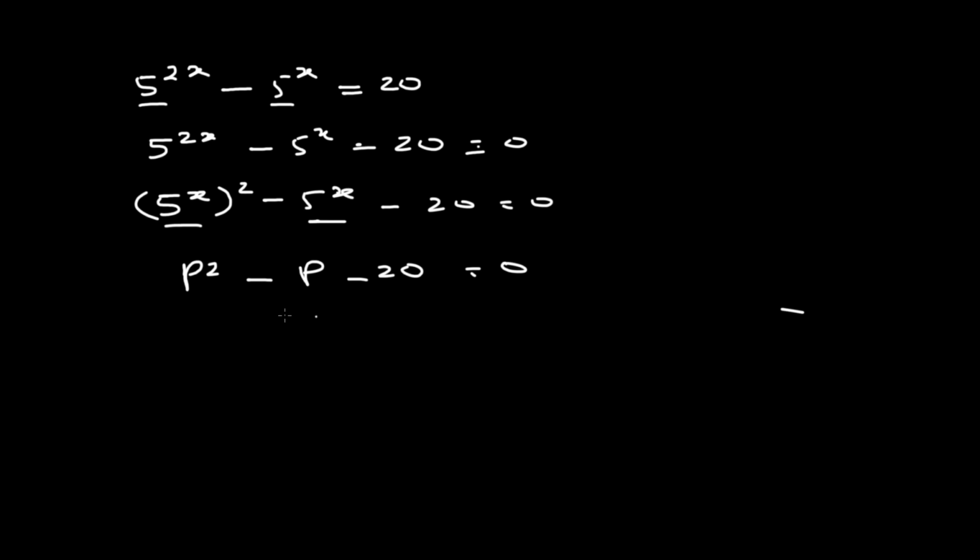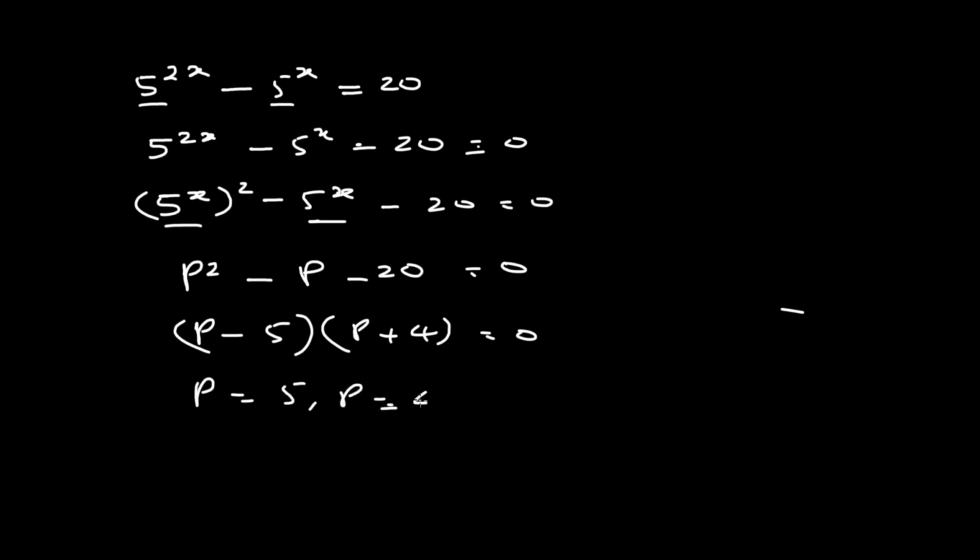Then if we expanded this, or if we factorized here, we'll get p minus 5, okay, and p plus 4 is equal to 0. So we're saying p is equal to 5 and p is equal to -4, right? So those are the values. Now we are saying that p is equal to 5^x. So we said p is equal to 5 power x. So we can get these two values.